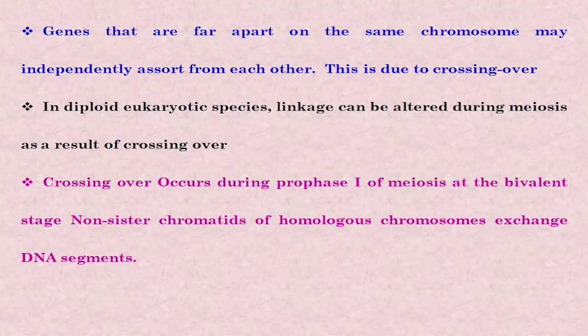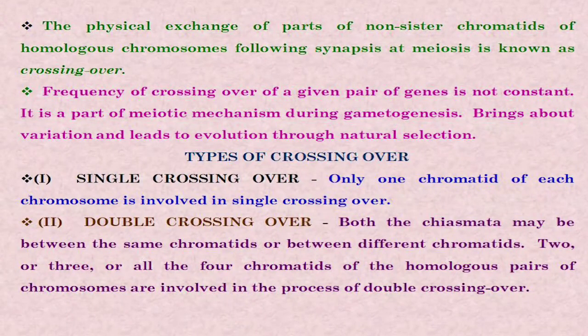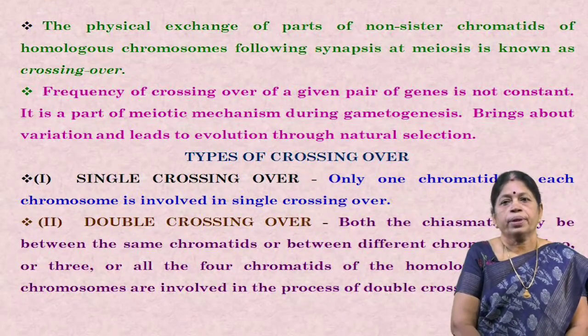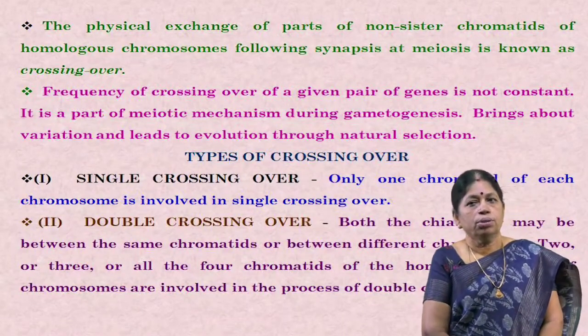That means, if crossing over occurs, the linked genes will not remain as such; there is a mixing of the genes. Crossing over occurs during prophase 1 of meiosis at the bivalent stage. The non-sister chromatids of homologous chromosomes exchange the genic material, that is, the DNA segments. The physical exchange of parts of non-sister chromatids of homologous chromosomes following synapsis at meiosis is known as crossing over. The frequency of crossing over of a given pair of genes is not constant; it is a part of the meiotic mechanism during gametogenesis.